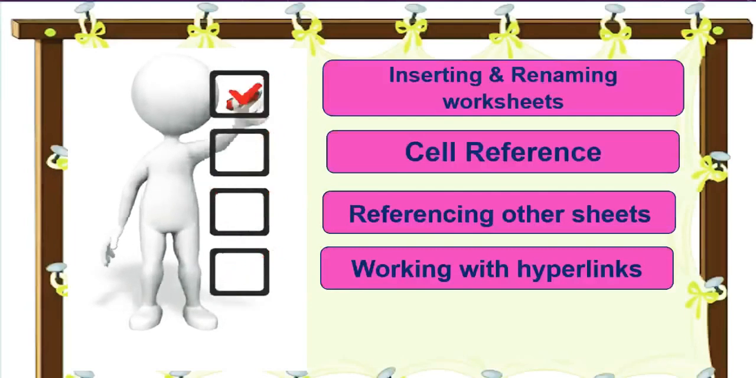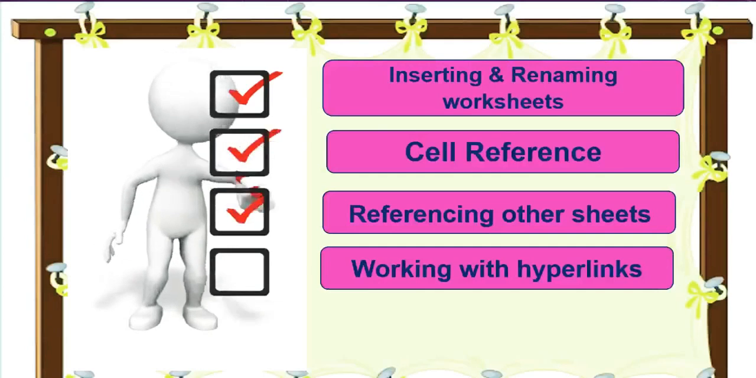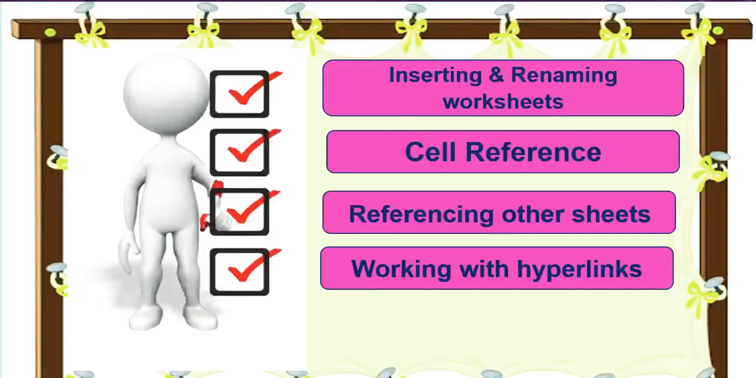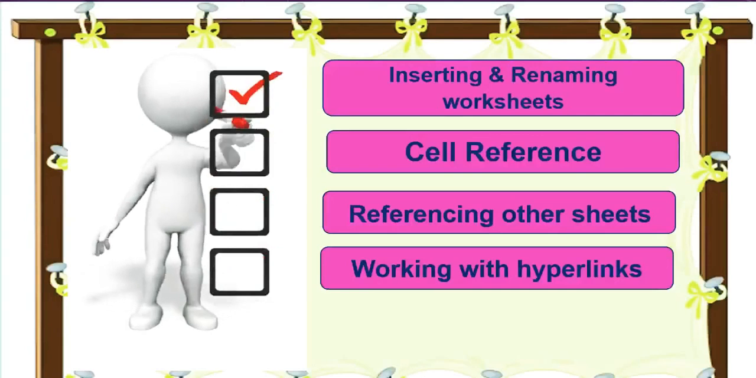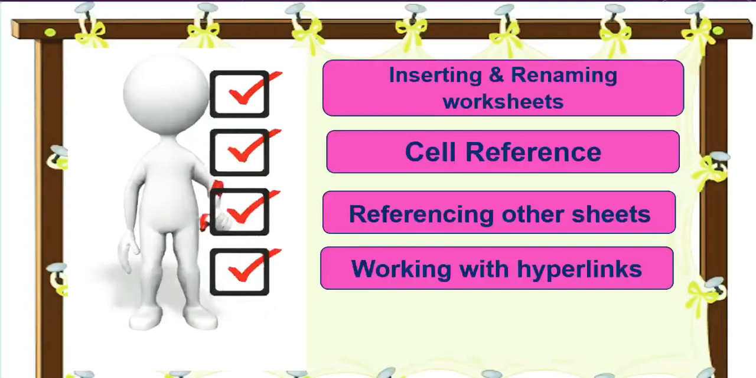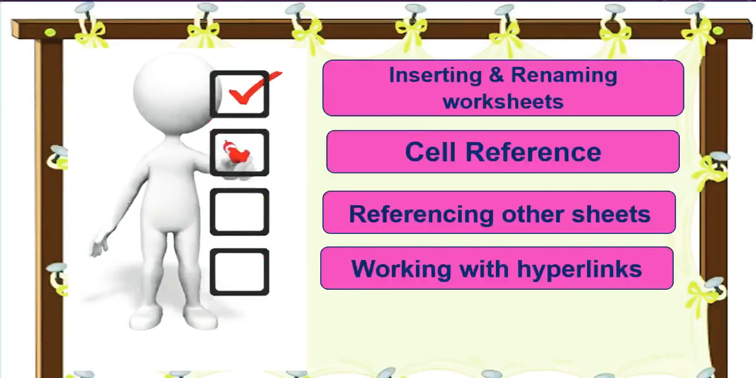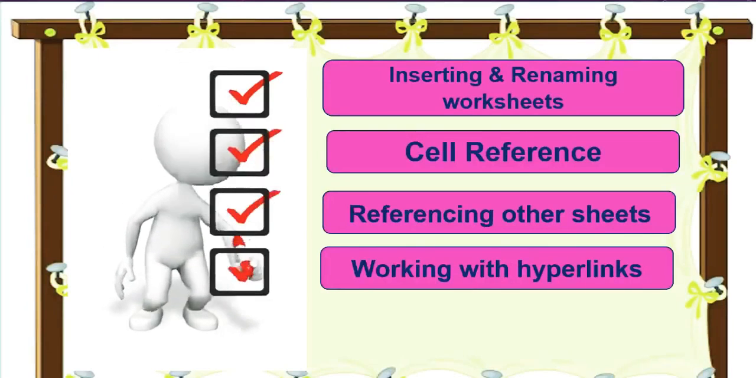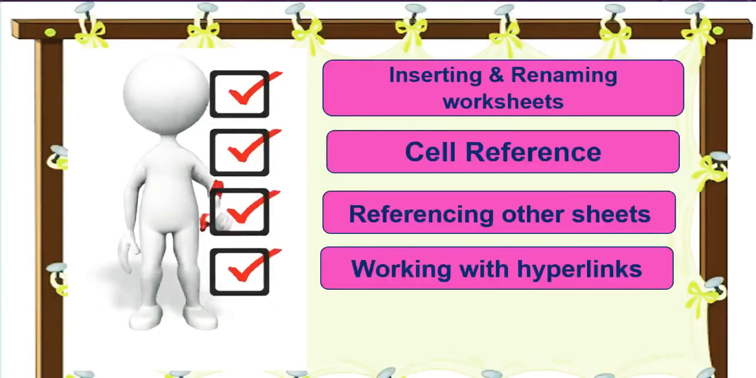The last topic is about working with hyperlinks. How to create hyperlinks in a worksheet? Go to the Insert tab in the menu bar and choose the option Hyperlink to make your cell a hyperlink. Otherwise, the keyboard shortcut for making a hyperlink is Ctrl plus K. So these are the topics we have learned in our previous session.